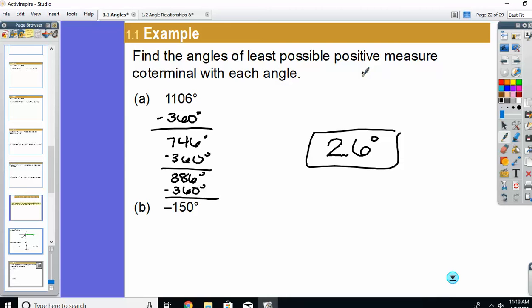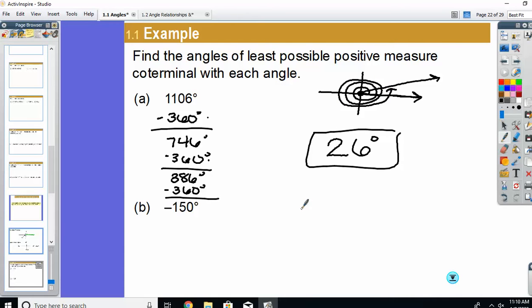If I asked you to graph the angle 1106 degrees, and it has a vertex here, standard position, so that's our initial side. How many times did this go all the way around? Subtracted 360 3 times, so it goes all the way around 3 times, and it ends at about 26 degrees. So if I asked you to draw this, you would draw your arrow going around 1, 2, 3 times and back to that.